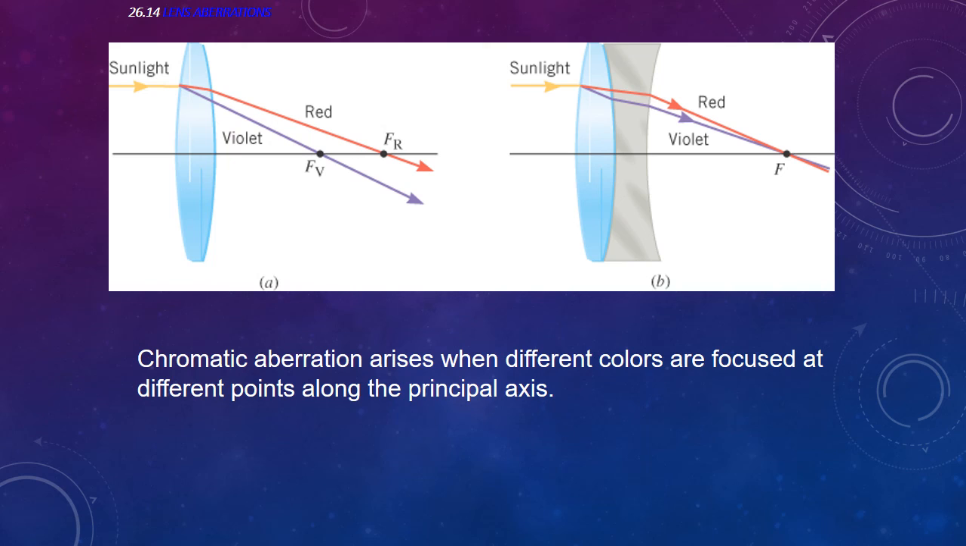And there are ways to correct that. As you can see in part B, you can fix chromatic aberration by having multiple lenses together. If you have both a convex and a diverging lens, a converging and a diverging lens, you can cancel out their effects. Basically, it's like having a piece of flat glass.